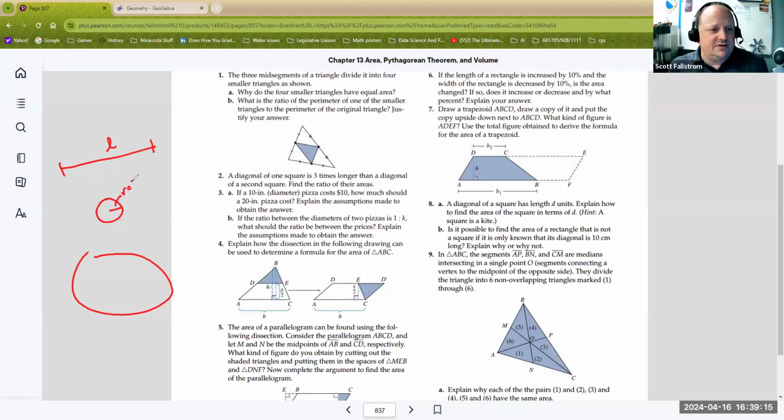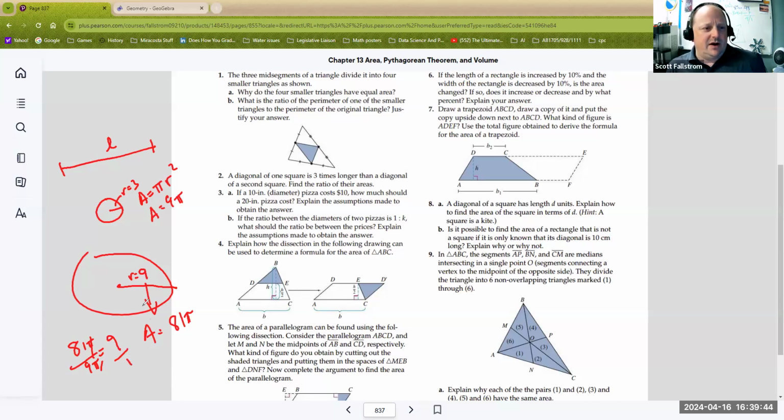let's just say the radius here is 3 and the radius down here is 9. Well, the area is pi r squared, so the area here is 9 pi. Down here it's pi r squared, so the area is 81 pi, which means the ratio is 81 pi over 9 pi. The pi's go away and you get 9, or 9 to 1, depending on how you want to write it. So I tripled the radius, but my area is 9 times as big. That's a pretty big difference.